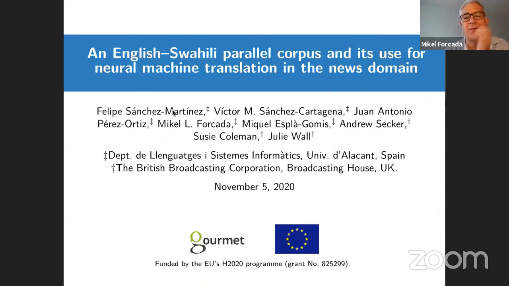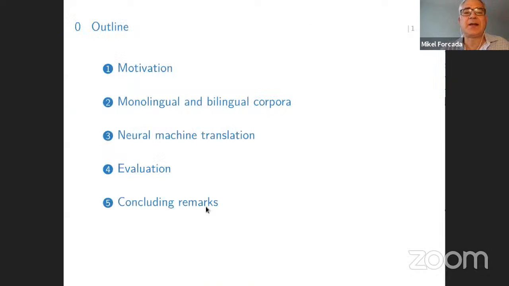I was saying that we will show how we put together an English Swahili parallel corpus and how we used it to generate machine translation systems that would be used in the news domain. This is joint work by researchers at the University of Alacant in Spain and at the BBC as part of the European project Gourmet, which is a Horizon 2020 project.